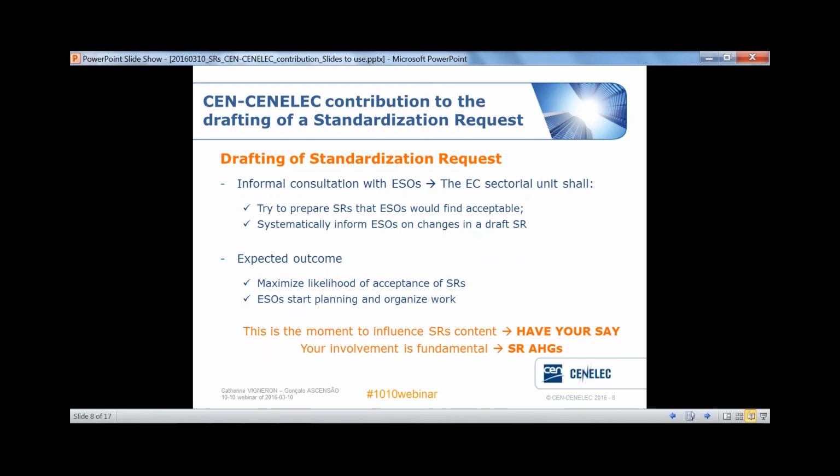So there's no need to say that contributing to the drafting of the standardization request, of course, maximizes the likelihood of having the standardization request acceptable and that the execution deadlines are realistic. So we need the contribution of our members at this stage.